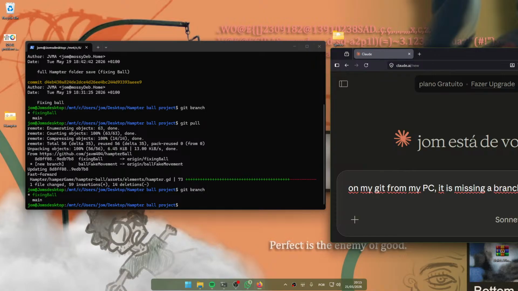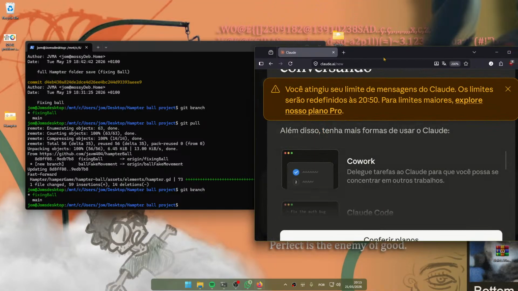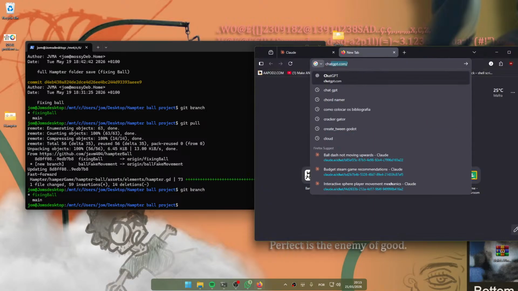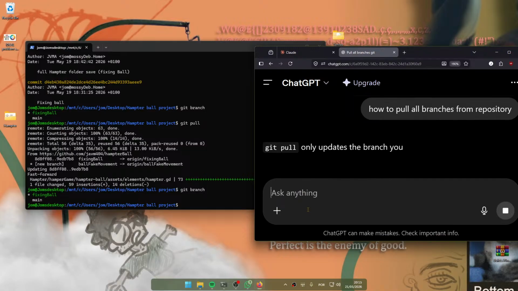How do I pull all the branches from the repo? Bro, let me... Oh, I got all the limit, man. I got all the limit. How to pull branches from repo. How to pull all branches.